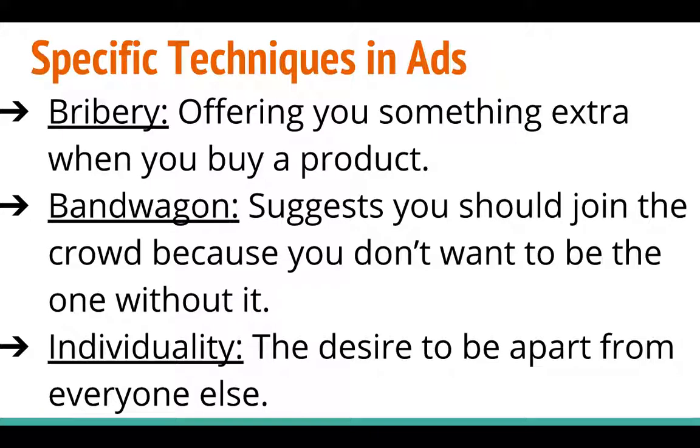All right, take notes on these. The bottom two kind of go hand in hand. So yeah, bribery is offering something extra. So a coupon, or every infomercial that says you can buy one for the low price of $19.99, but wait, there's more. You can get a second one for the same price. That is bribery. That's offering something different or something extra when you buy a product.